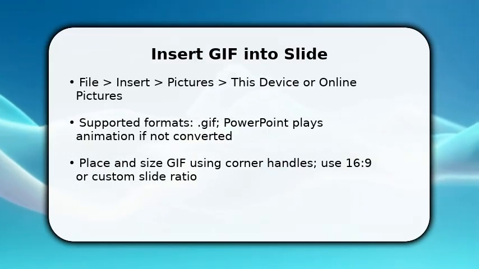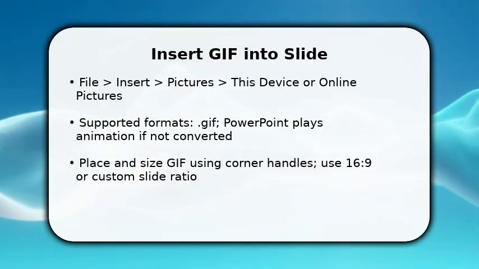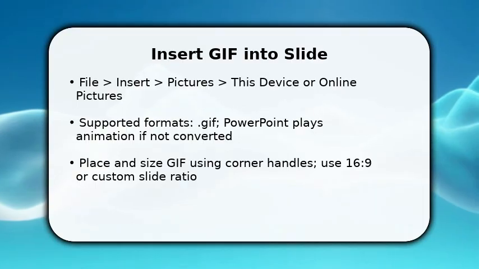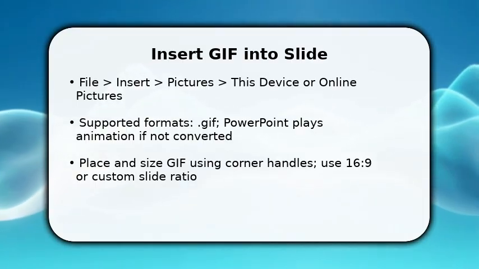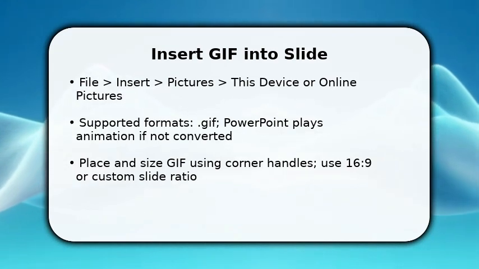Once placed, drag the corners to resize proportionally and position it in your layout. Make sure the slide aspect ratio, like 16:9, matches your export goals so the GIF isn't cropped. This initial placement sets up how the animation will look during playback.